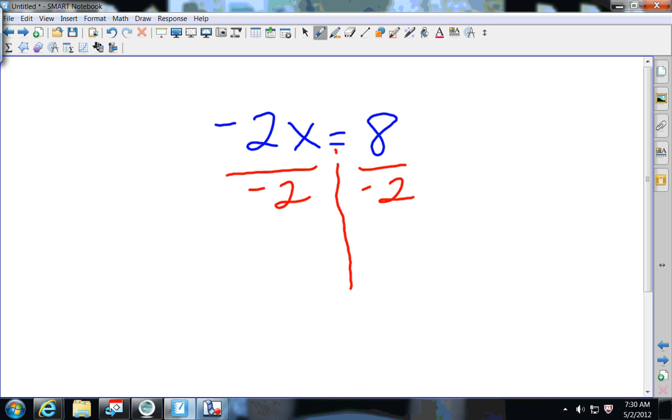When you divide, you don't do the opposite because I need this to be a positive. Negative divided by negative is a positive. You have to divide by the exact same number that's there in front of your x. And there would be my answer.